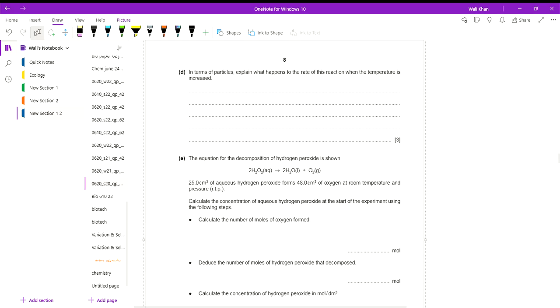In terms of particles, explain what happened to the rate of this reaction when the temperature is increased. So when temperature is increased, its kinetic energy also increases, okay. And it leads to more and more collisions between the particles, and it also increases the rate of reaction. So now write it down.